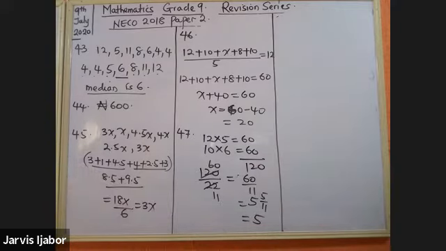A die has a number, so the faces of a die are 1, 2, 3, 4, 5, and 6. So he said, what is the probability that an odd number does not show up? So it means this one shows up, this shows up, this shows up. So that will be 3 over 6, and that's 1 over 2.